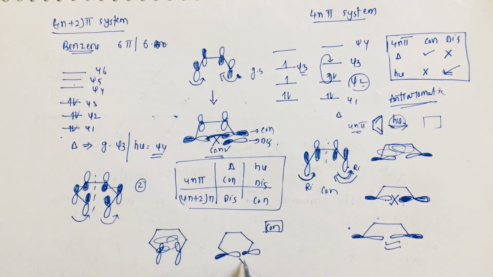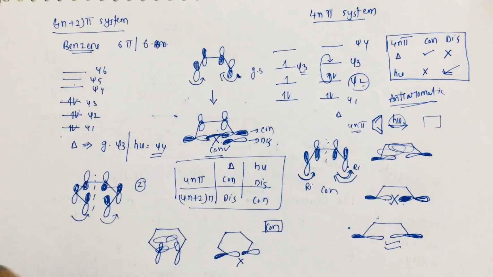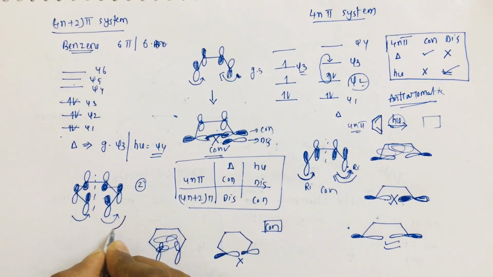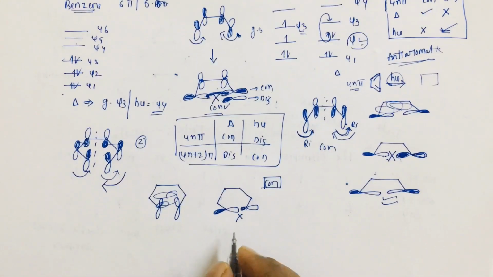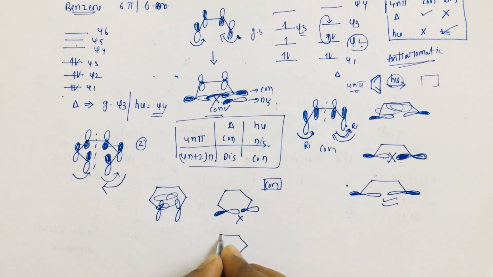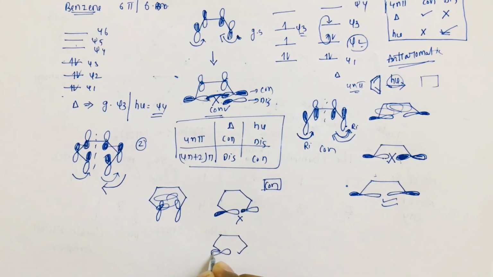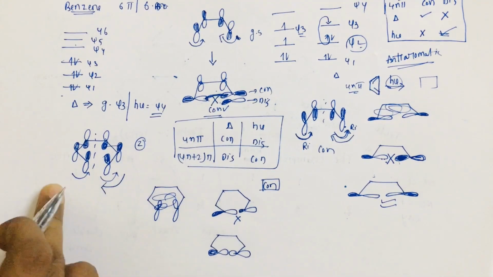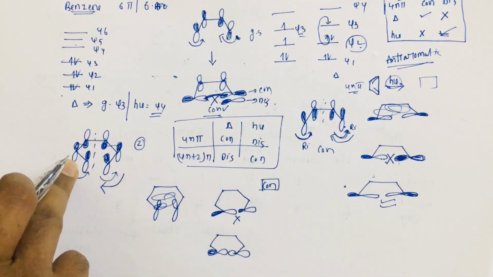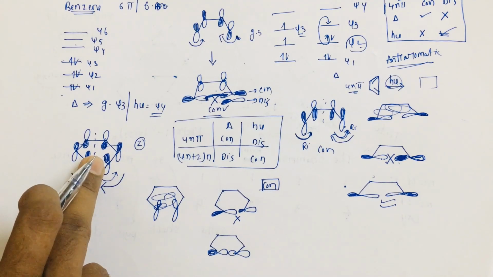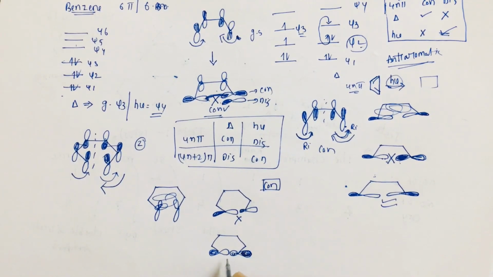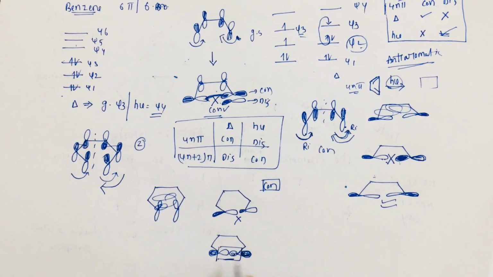So here the con is disfavored. So what is allowed under thermal condition? Dis is allowed. So when you're rotating this one in this way, and then when you're rotating this way, this empty orbital goes towards your left hand side, and this filled orbital comes towards your right hand side. Okay, now we can see two empty lobes are here. So here the dis is allowed.